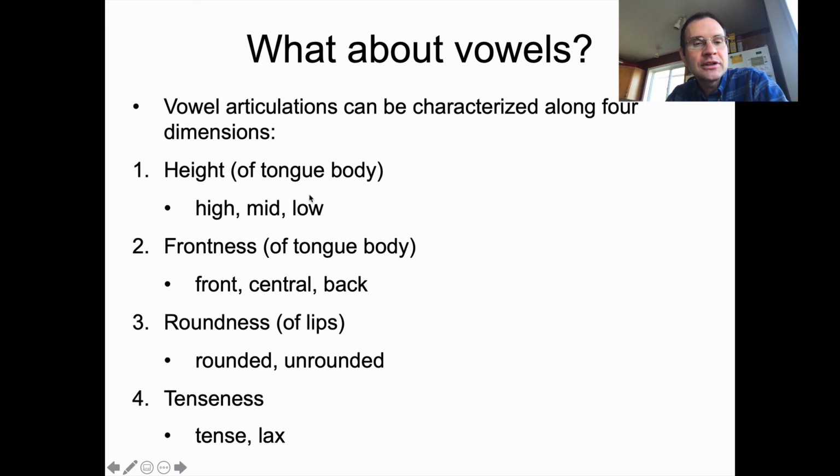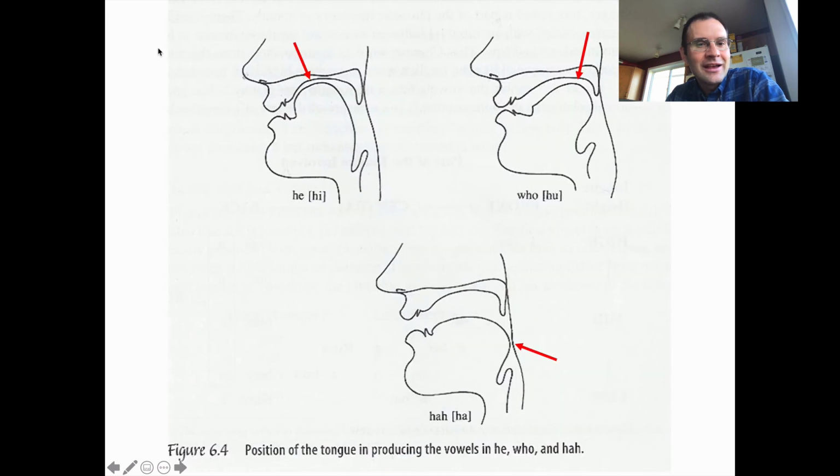And then there's also a dimension called tenseness, which distinguishes between tense vowels and lax vowels. I'll say what this means more in a second, but you can think of it a little bit in terms of, if you make a tense vowel, you're putting a little more effort into it. There's a little bit more muscular tension. And if it's a lax vowel, it's kind of like a lazy vowel, basically. You don't have to work that hard at it.